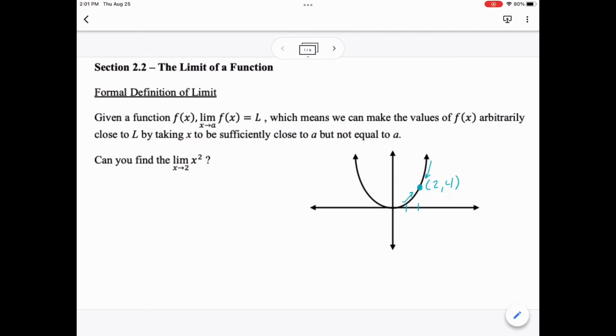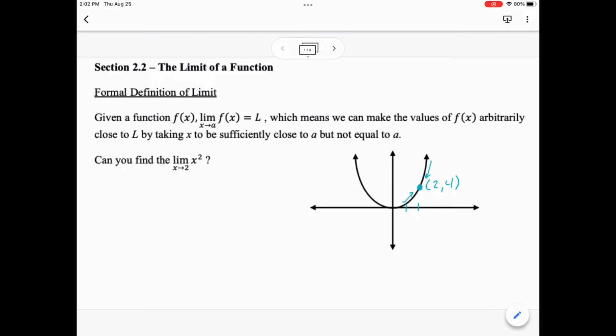Today's lesson is over section 2.2, the limit of a function. Now, the formal definition of a limit is: given a function f of x, we say that the limit of that function as x approaches a value, we call it a, will equal a value we call L. Now, L is actually the y value of the function that we are approaching on the line.